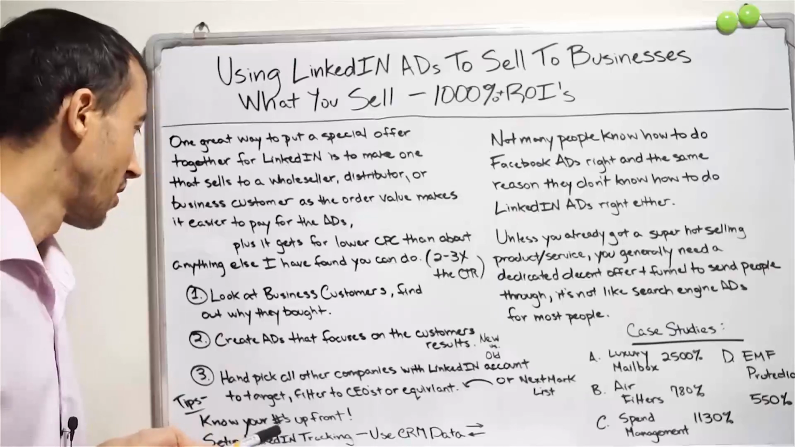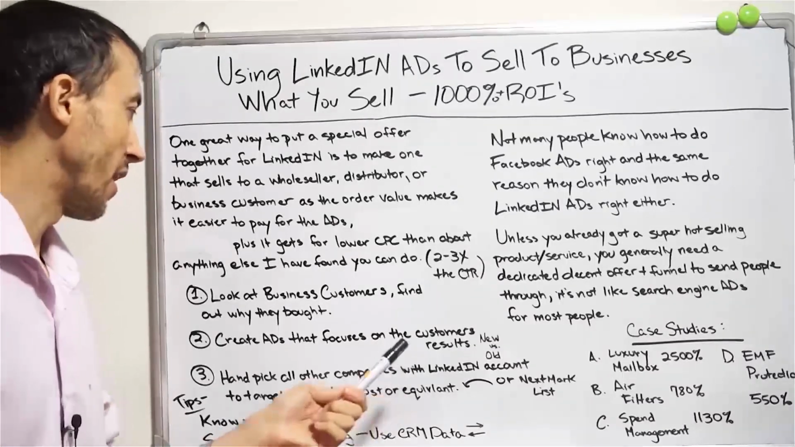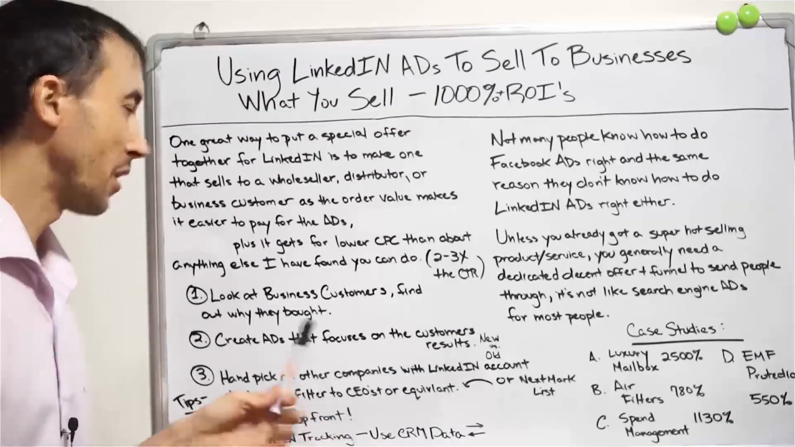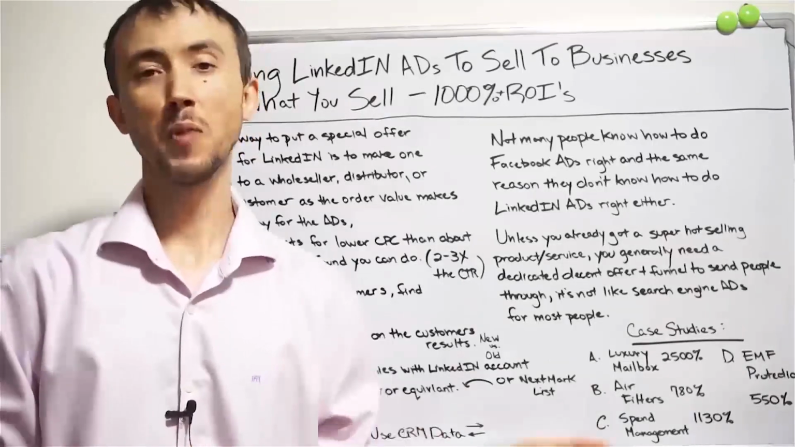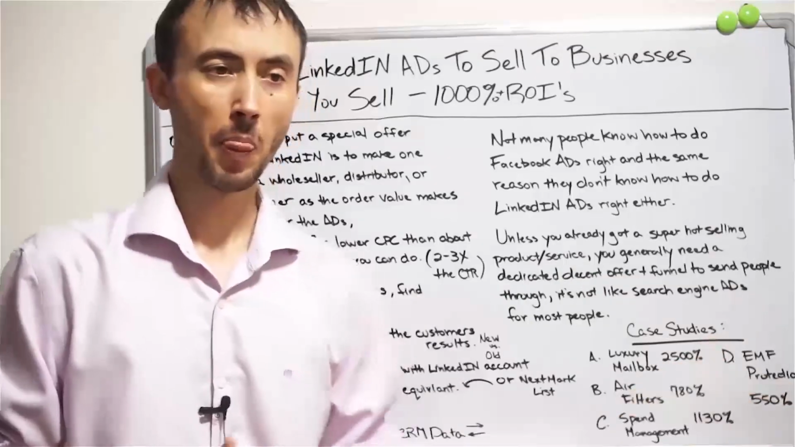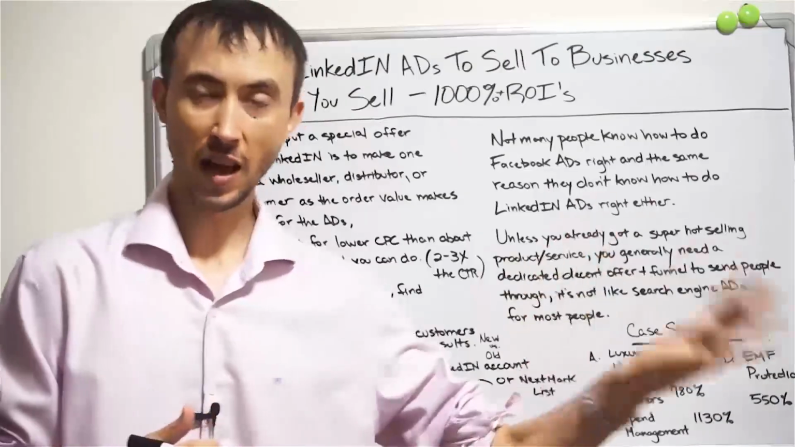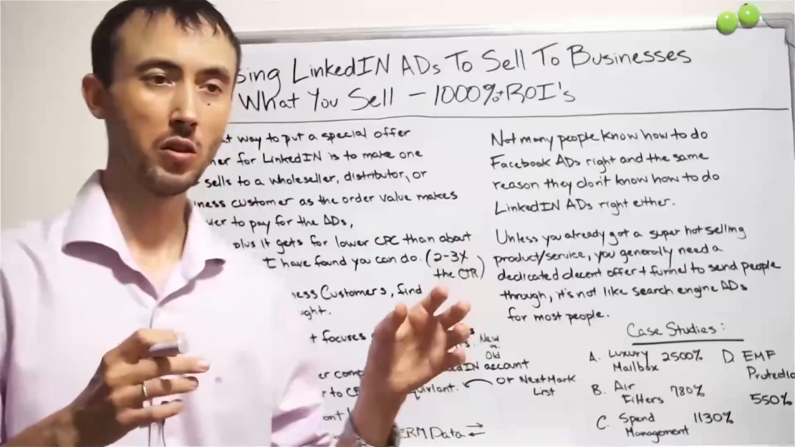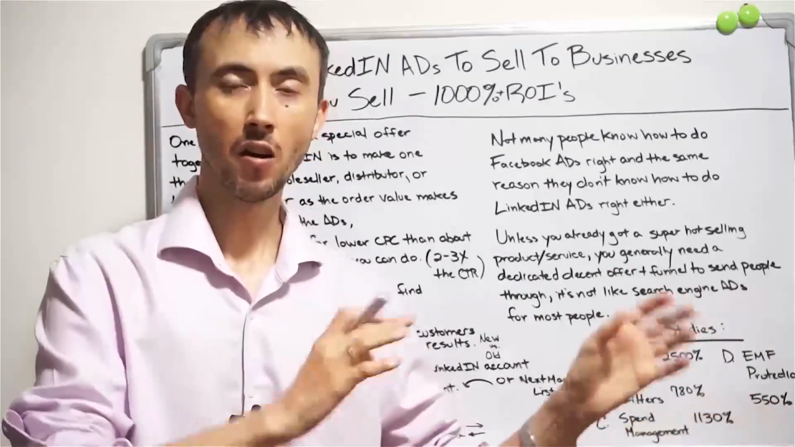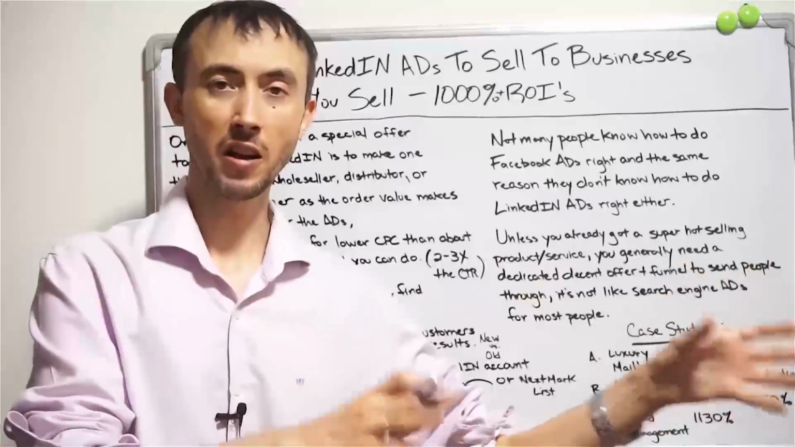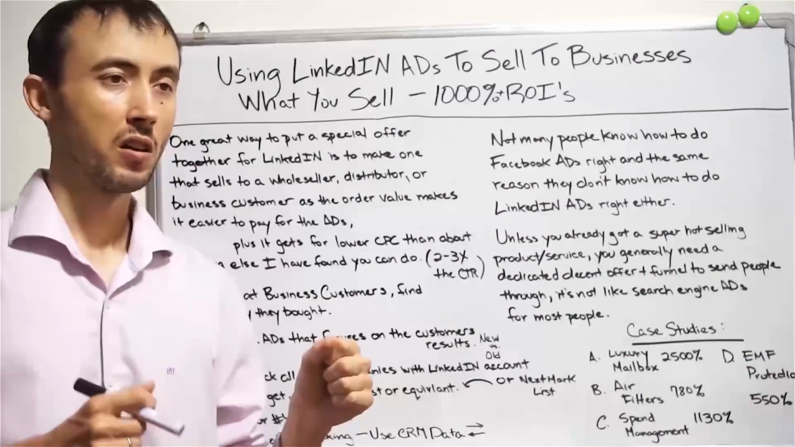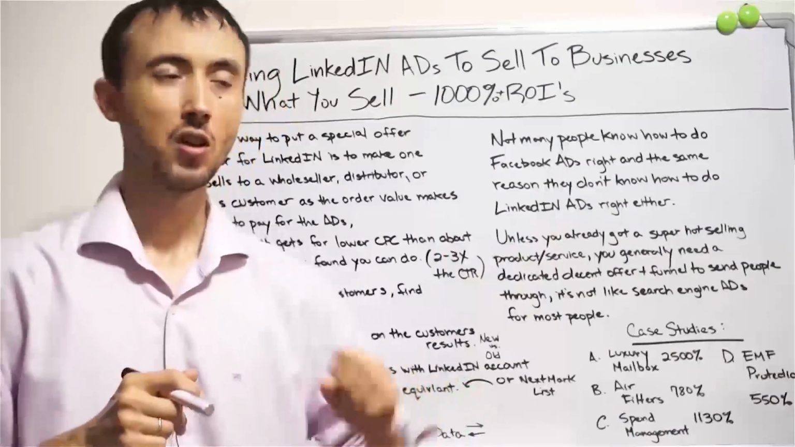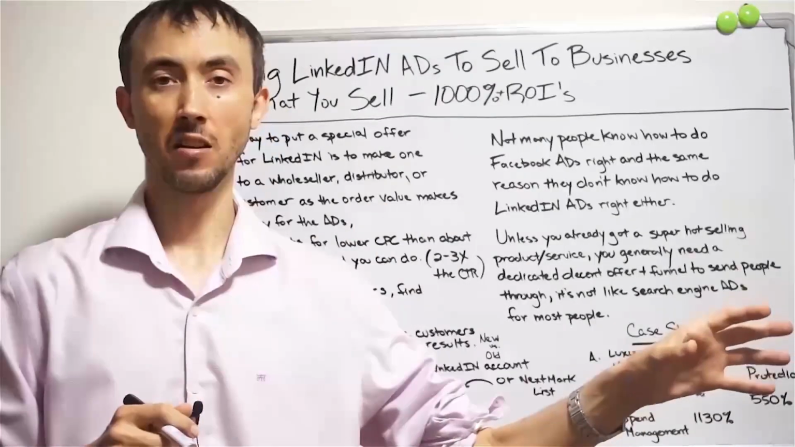So number three, you handpick all the companies with LinkedIn accounts to target, filter to CEOs or equivalent. So let's say you're targeting dentists. Your product is used in dental offices. Dentists like using the product in dental offices. So what you're going to do is try to target only dentists on LinkedIn, getting into where the targeting is going to be set up here. A lot of times, with LinkedIn, because a dentist is a common profession, you could target just dentists on LinkedIn and you're done.